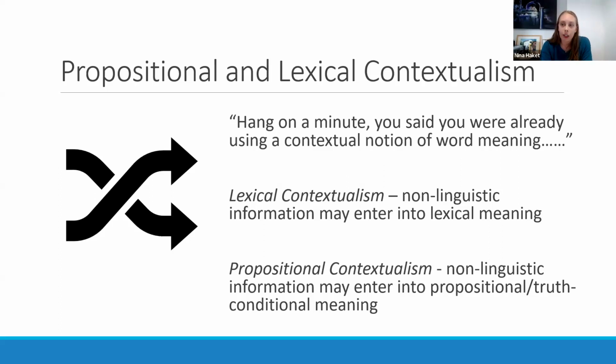So lexical contextualism consists of pragmatic information entering into word meaning. So these kinds of experiential, distributional, perceptual characteristics entering into the standing meaning of words. Whereas propositional contextualism allows context or pragmatics to enter into propositional or truth conditional meaning. So this focuses on the level of utterances or propositions as opposed to single words.